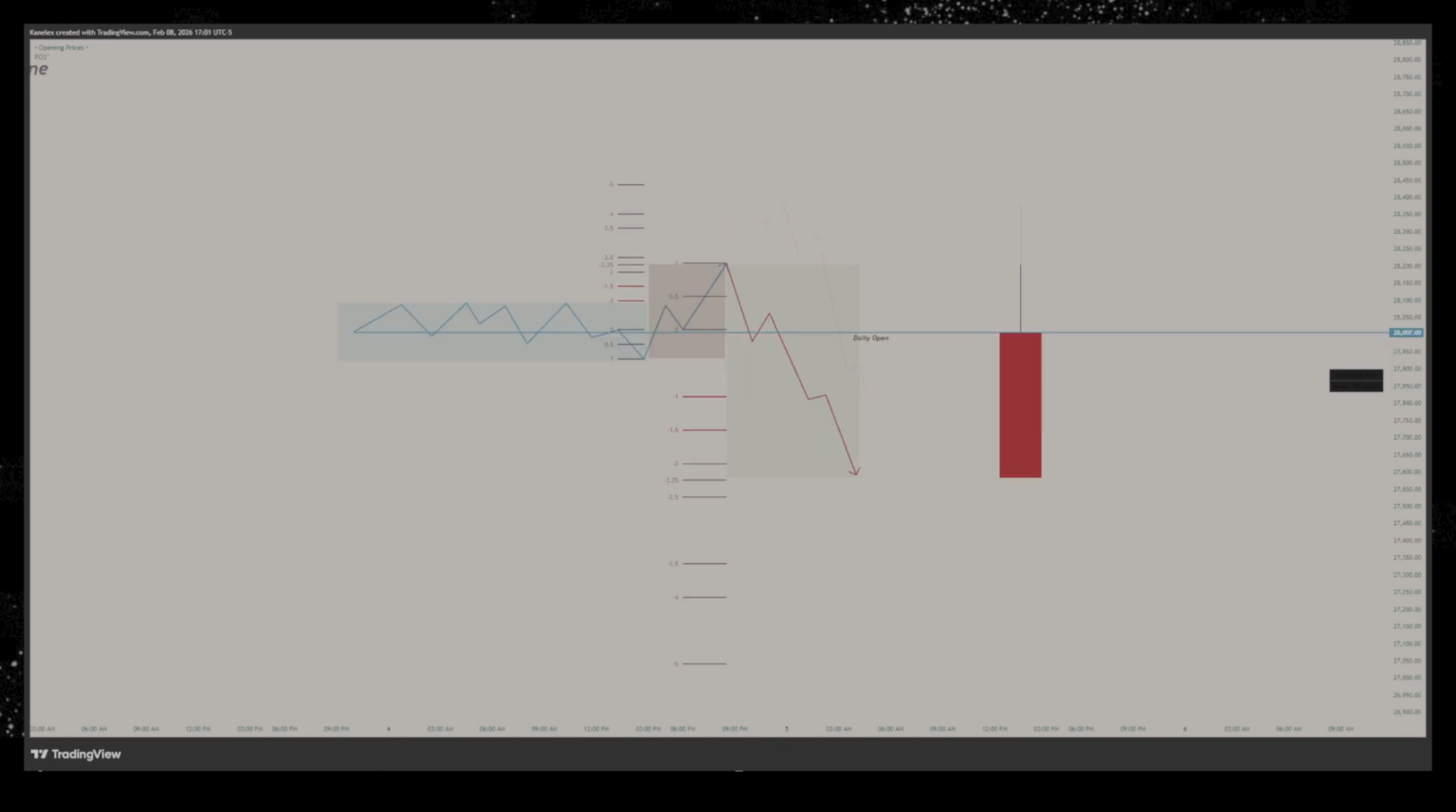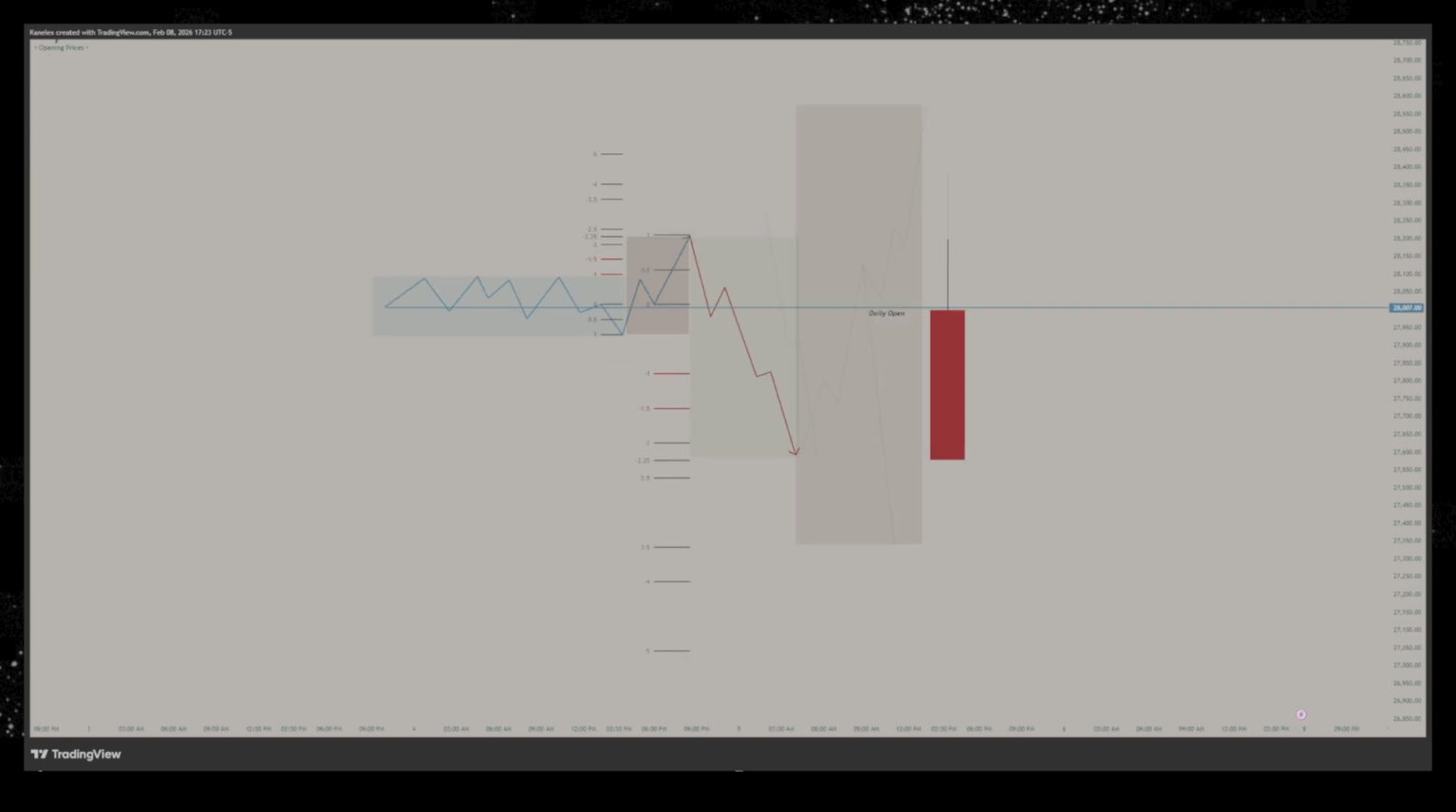Next, to measure our distribution phase, we must look at the manipulation. In the manipulation, you want to mark out the true manipulation leg, which is similar to the accumulation leg, whereas you will mark out from the highest swing high to the most recent swing low. This will measure your distribution phase price.